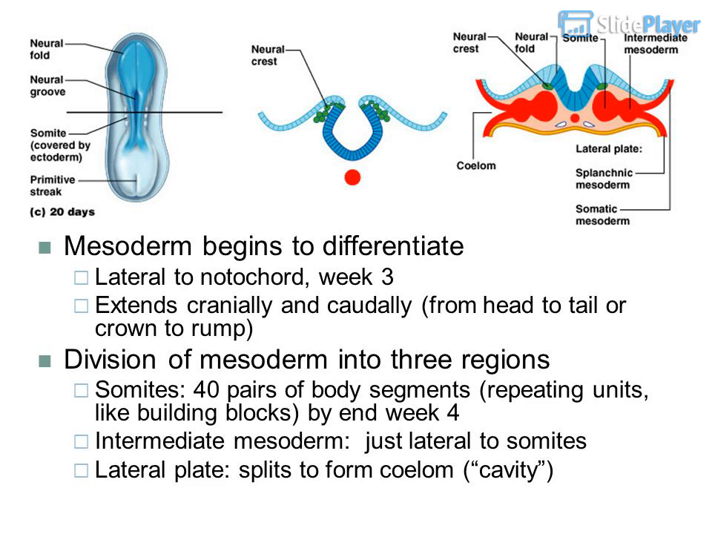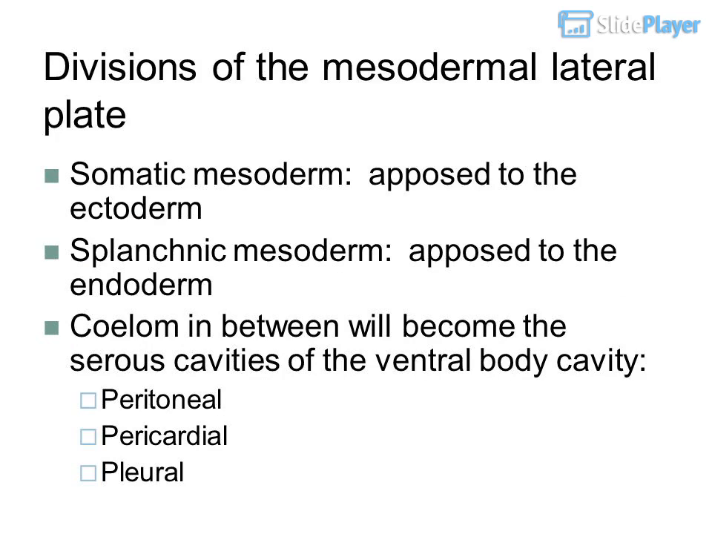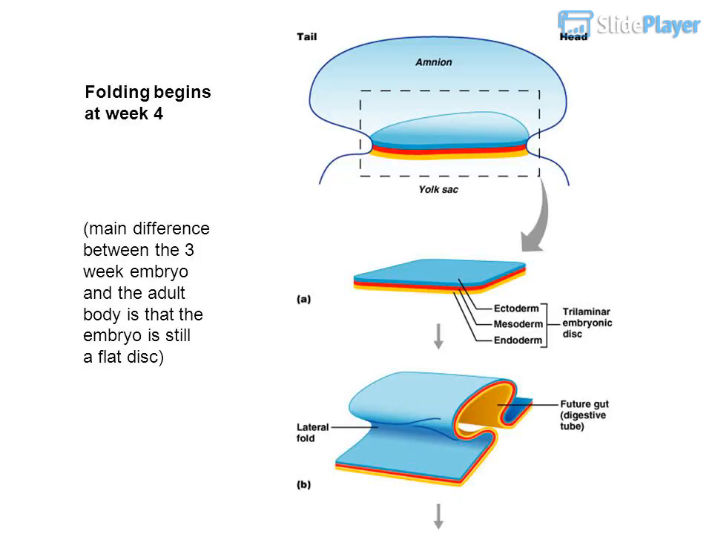Lateral plate, splits to form coelom, cavity. Divisions of the mesodermal lateral plate. Somatic mesoderm, opposed to the ectoderm. Splanchnic mesoderm, opposed to the endoderm. Coelom in between will become the serous cavities of the ventral body cavity. Peritoneal. Pericardial. Pleural. Folding begins at week 4.